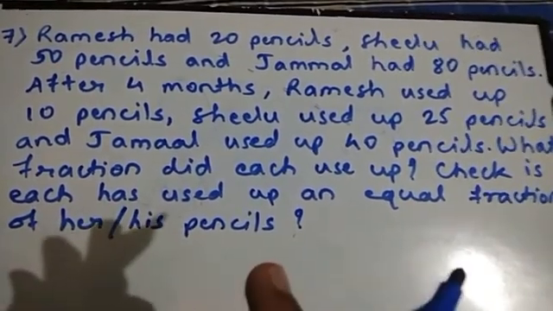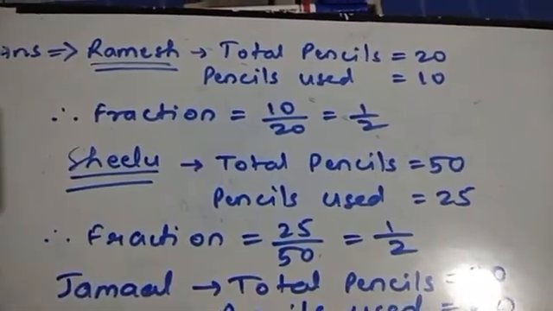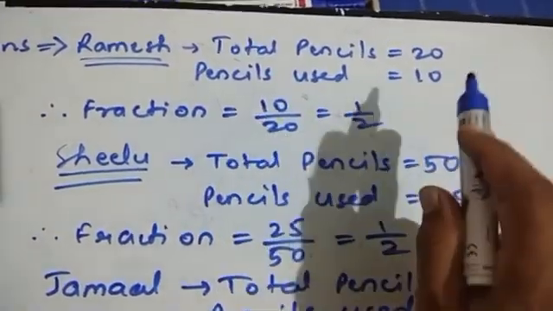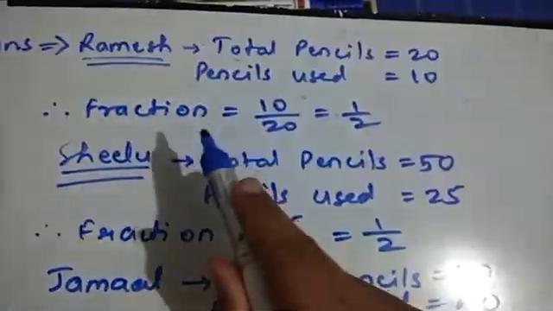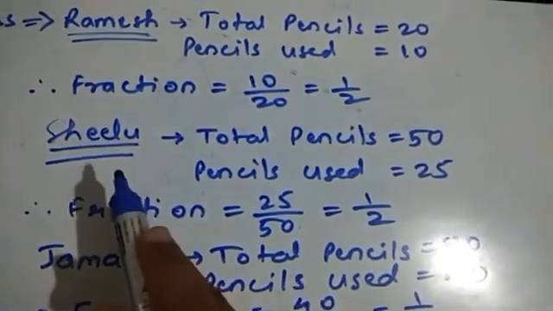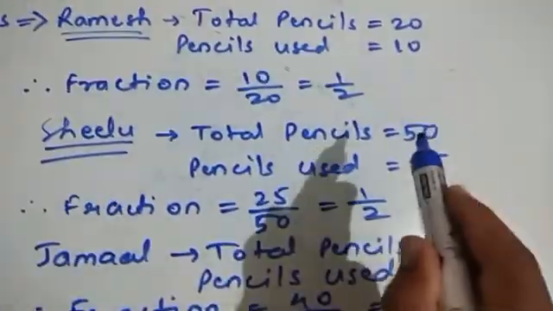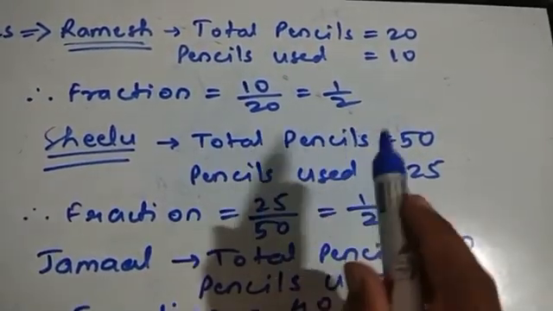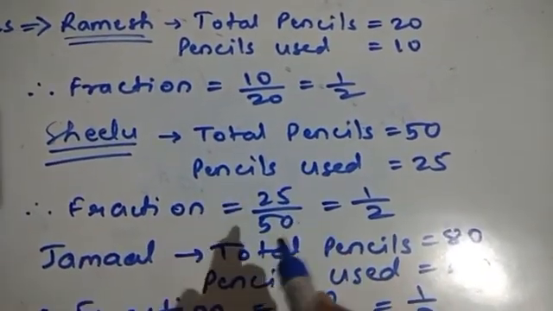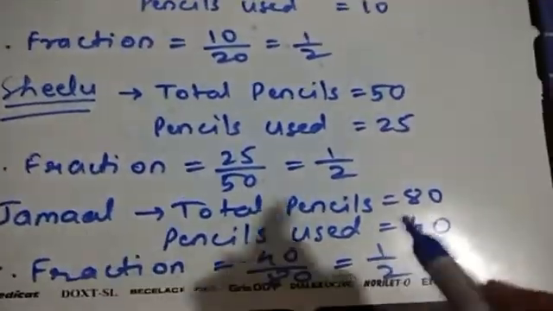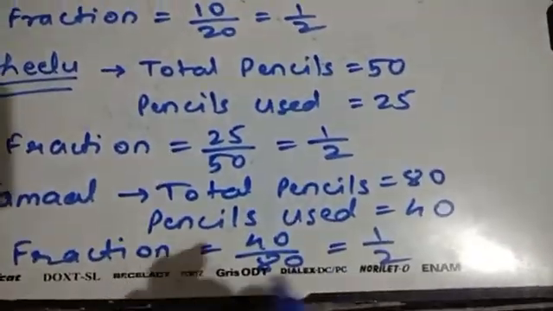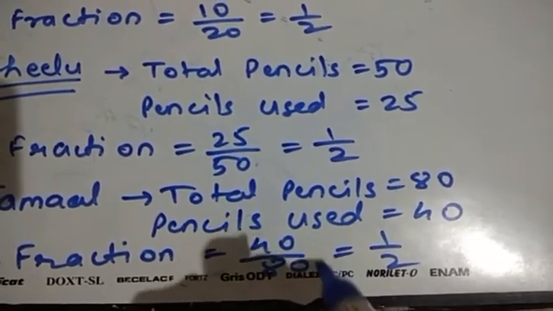Okay, so now let's find its answer. We know that Ramesh's total number of pencils is 20 and pencils used 10. Therefore fraction is equal to 10 upon 20, that is 1 upon 2. In the same way, we will find the fraction for Shilu. Total pencils she has is 50 and pencils used 25. Therefore fraction is equal to 25 upon 50, that is 1 upon 2. Now Jamal, total pencils he has 80 and pencils used 40. Therefore fraction for Jamal is 40 upon 80, that is 1 upon 2.